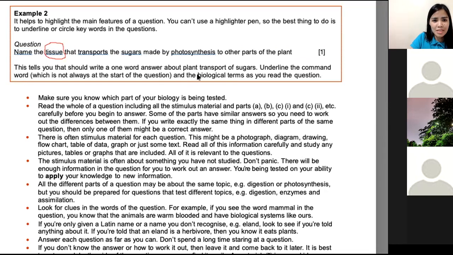Of course, what is the correct answer for this? Tissue that transports the sugars. This is the phloem tissue. Okay, so make sure you know which part of the biology is being tested. This is chapters 1 to 22, guys. Read the whole question. I think you can read that by yourself.